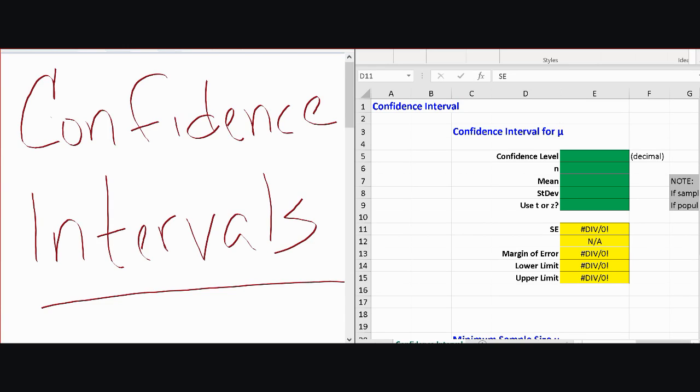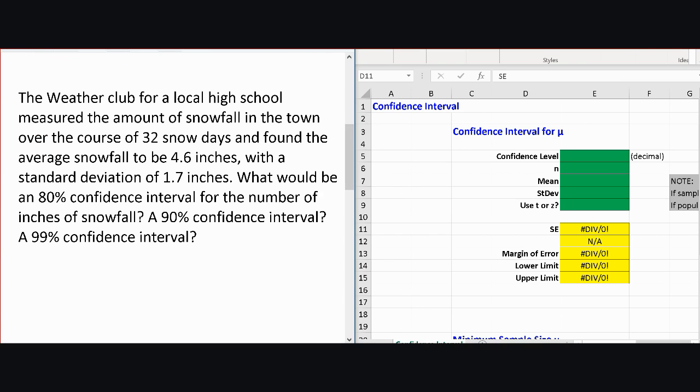In this video, we're going to talk about another example of confidence intervals and using the calculator for the week to create those confidence intervals. So let's jump right into this example and hit it hard. A weather club for a local high school measured the amount of snowfall in the town over the course of 32 snow days and found the average snowfall to be 4.6 inches, with a standard deviation of 1.7 inches. What would be an 80% confidence interval for the number of inches of snowfall? And then there are two sub-questions here. What is a 90% confidence interval and a 99% confidence interval?